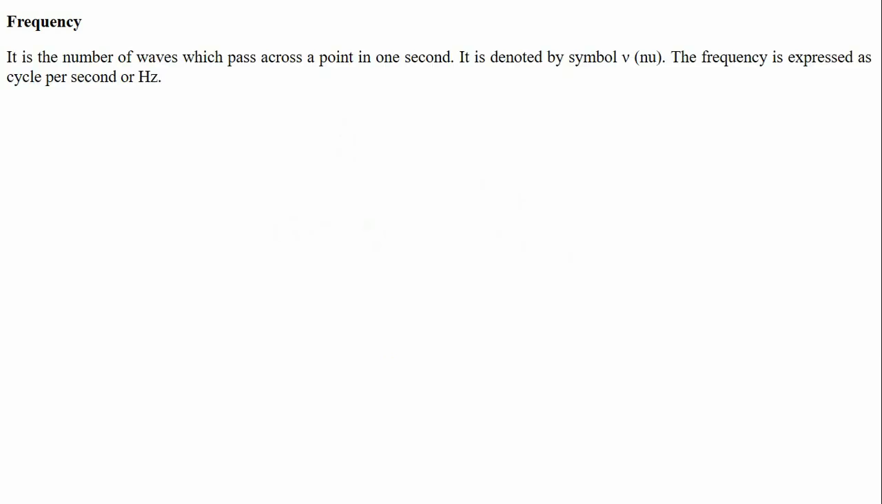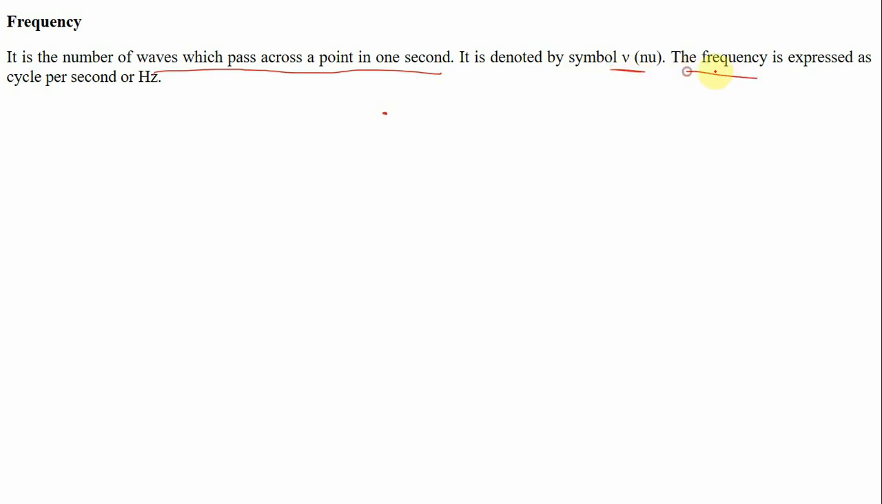Okay, then we have frequency. Now what is frequency? The frequency of a wave can be defined as the number of waves that pass through a point in 1 second. So if you have any point, then the number of waves that pass through this point in 1 second is called frequency. And this frequency is denoted by the symbol nu.